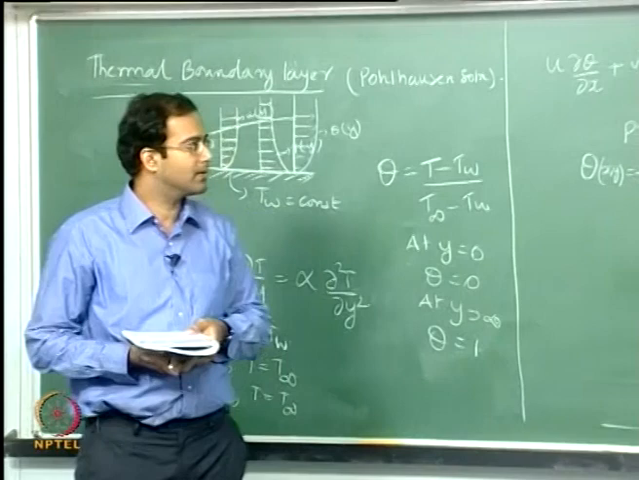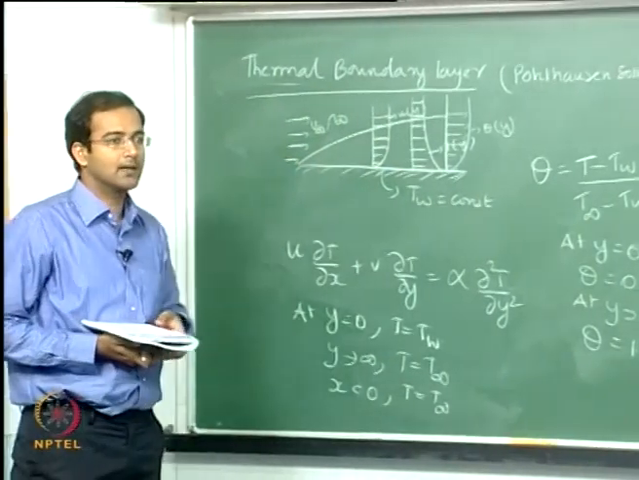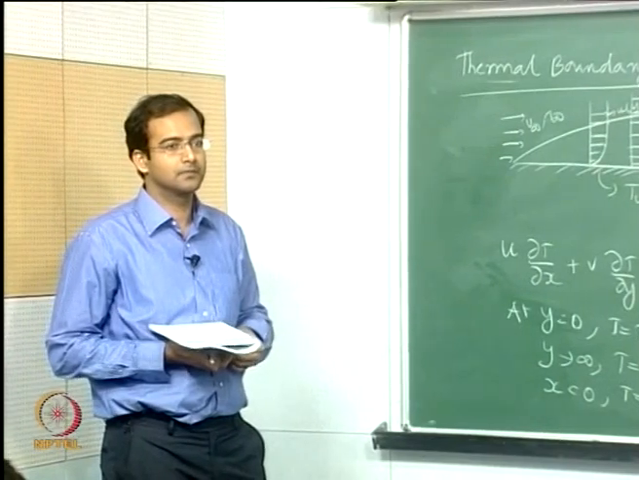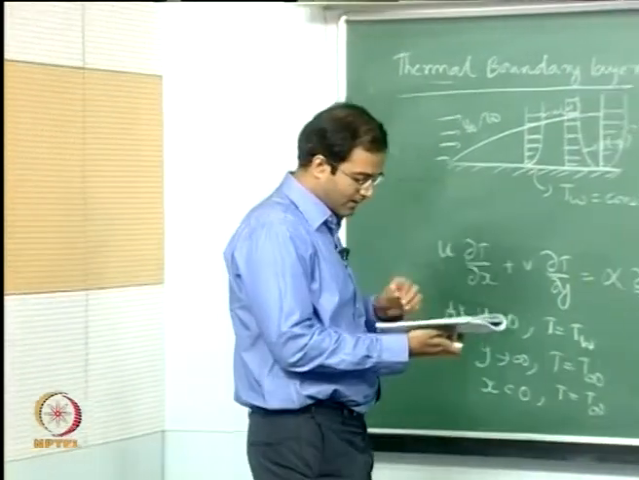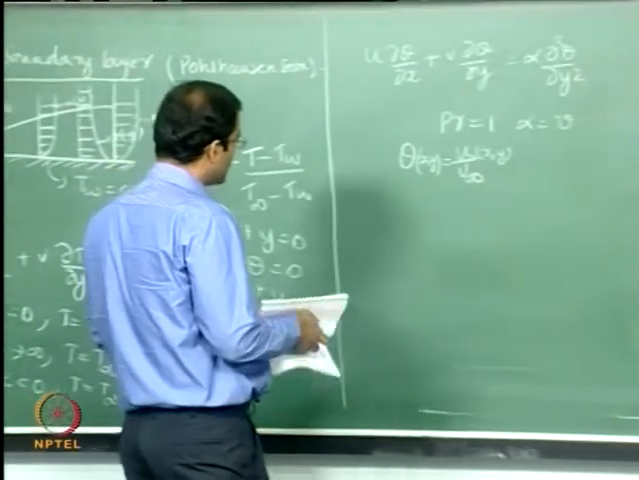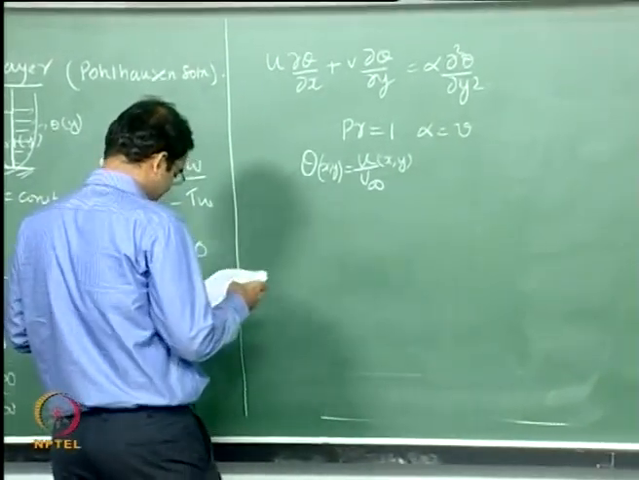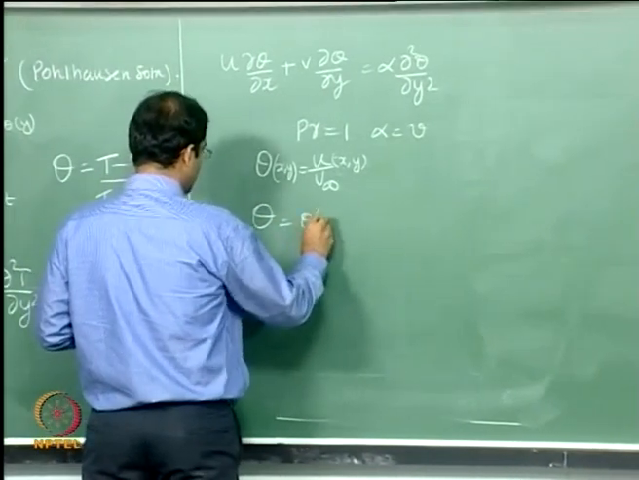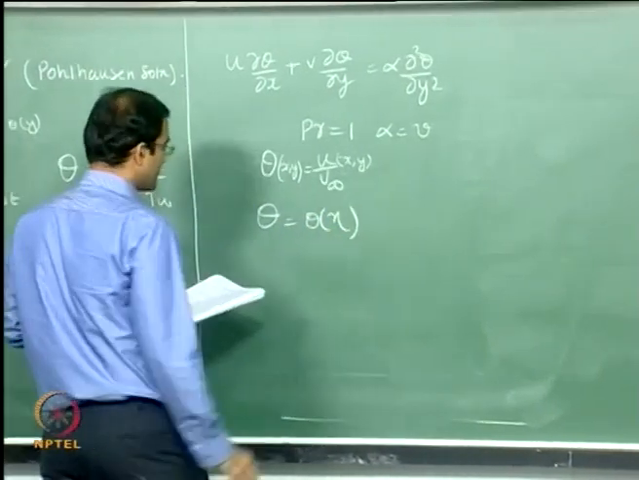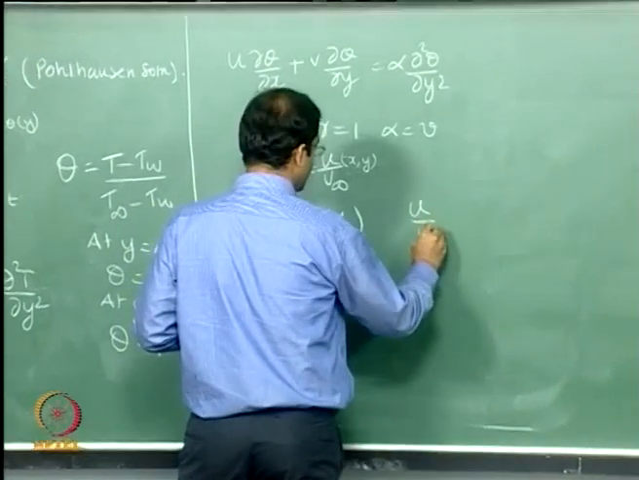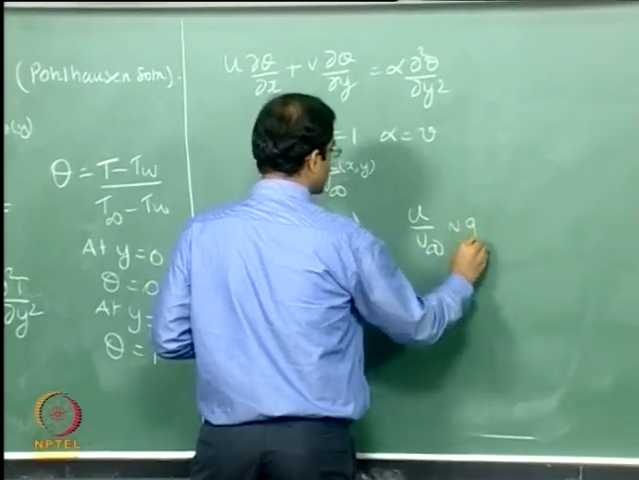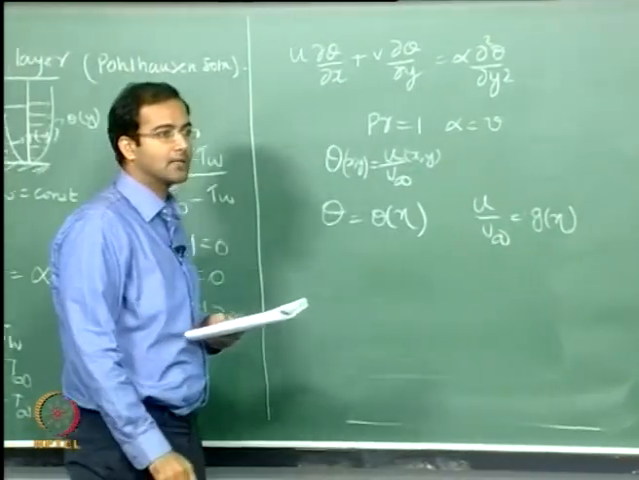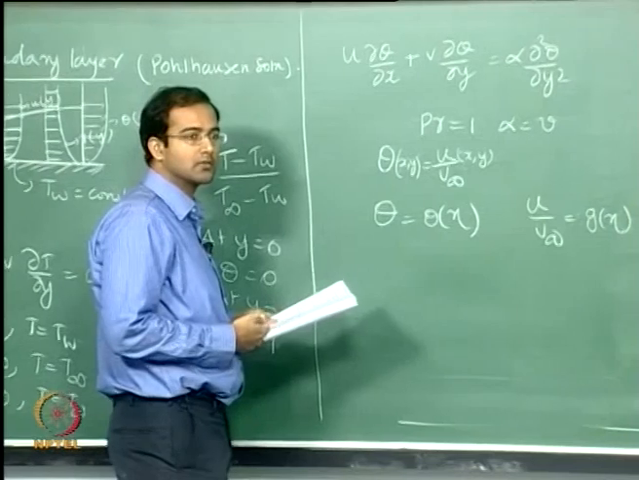However, he also guessed that for Prandtl number not equal to 1, we can still find some kind of a similarity solution. So what he did, as usual, is guess that theta is a function of eta, similar to the way that u by u infinity is a function of some g of eta. The same analogy applied, and the same similarity variable was also used.